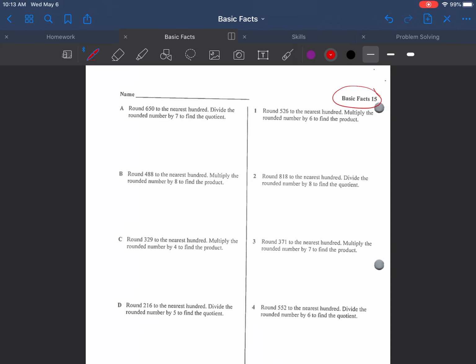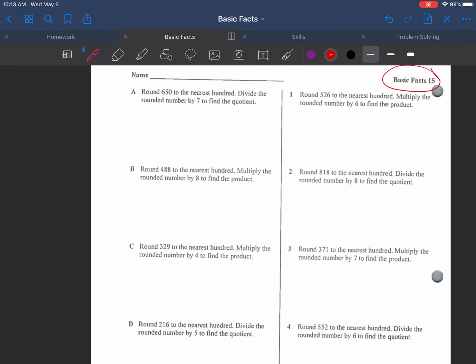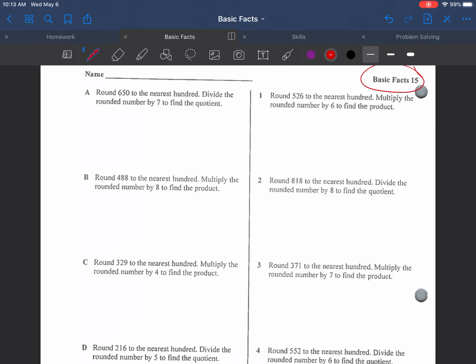So now I'm going to jump over to the basic facts, and today we are going to be doing basic facts 15. If you notice, there are letters and there are numbers. So I'm going to go ahead and be working on the letters, and then you guys will be responsible for working on the numbers. Letter A says, round 650 to the nearest 100.